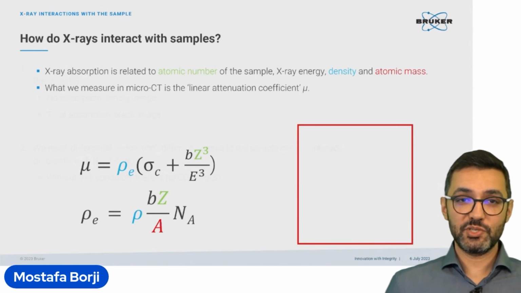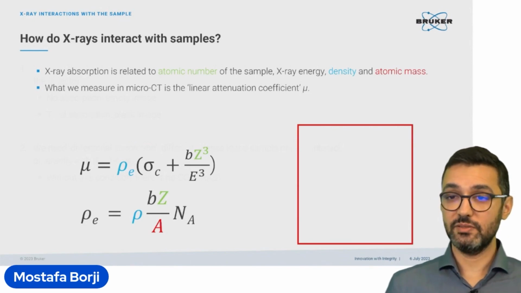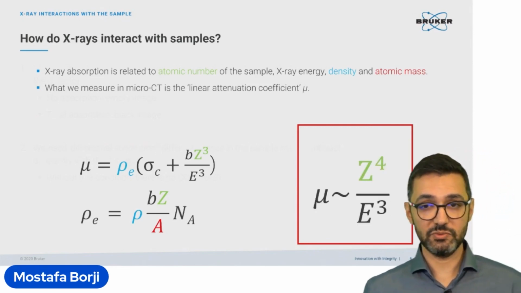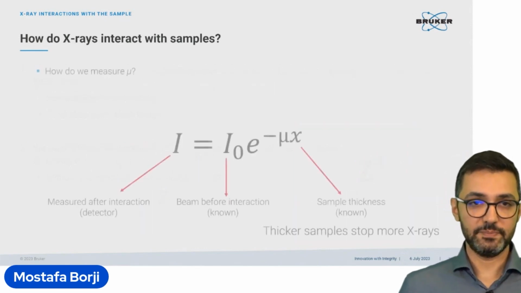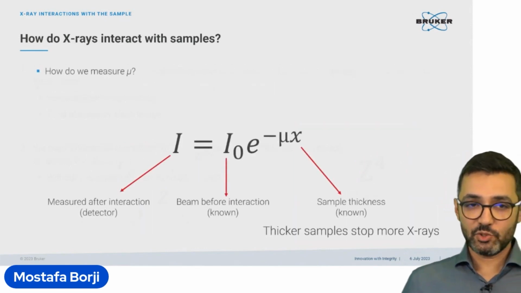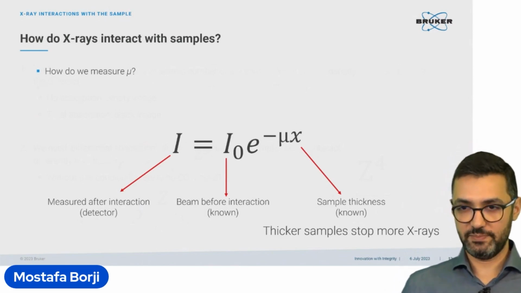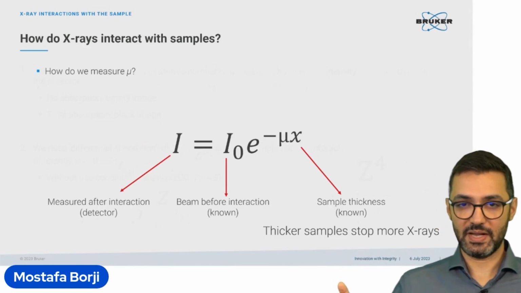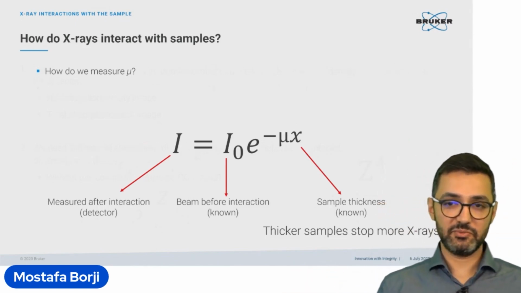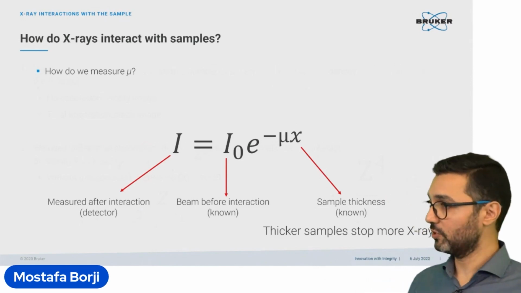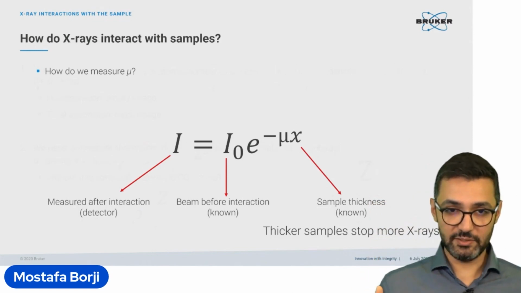Well, X-ray absorption is very much related to the atomic number, also X-ray energy, density, and atomic mass. The two most important ones are the atomic number and X-ray energy. Actually, what we measure is the intensity of the X-rays that reach the detector after they travel through the sample. We already know the thickness of the sample. We already know the beam before the interaction with the sample. And what we measure is what reaches the detector.